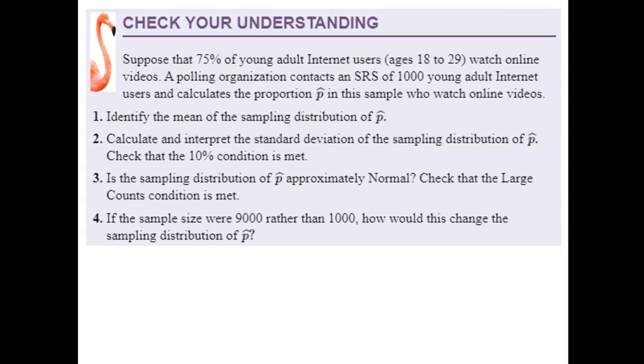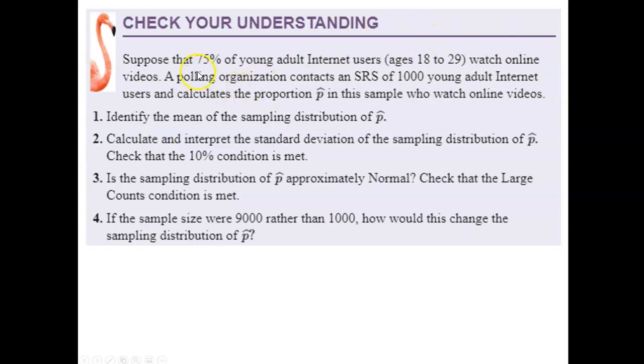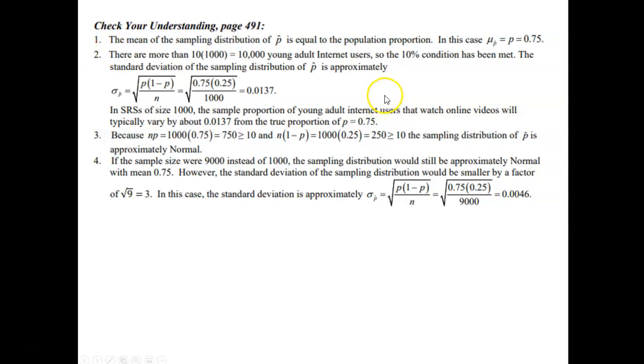You are going to pause the video because I'm going to show you the answers right now. All right, so first question, the mean is 0.75. So the value of p from the overall data here, 75%, that's the mean for the distribution.